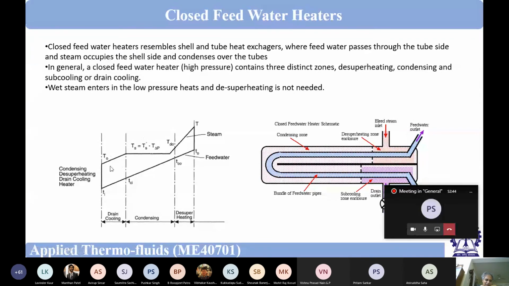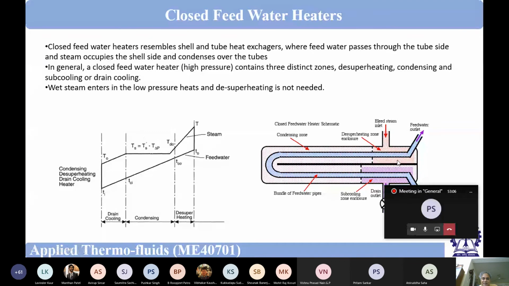Sometimes it is called drain cooling. This word is very much used. Why is it called drain cooling? Because outside the tube, when condensation takes place, the condensed liquid drains drop by drop. So people used to call it, in earlier days, drain fluid. So this is drain cooling. And basically we are having a shell and tube kind of heat exchanger.